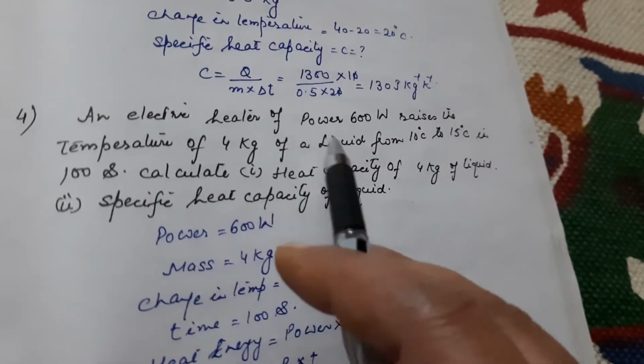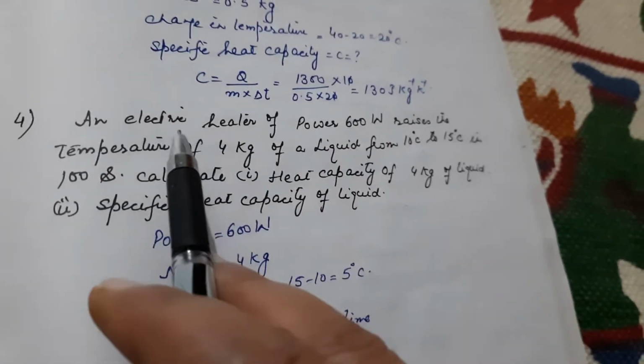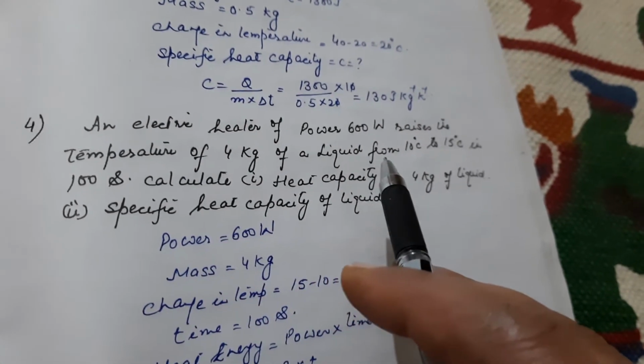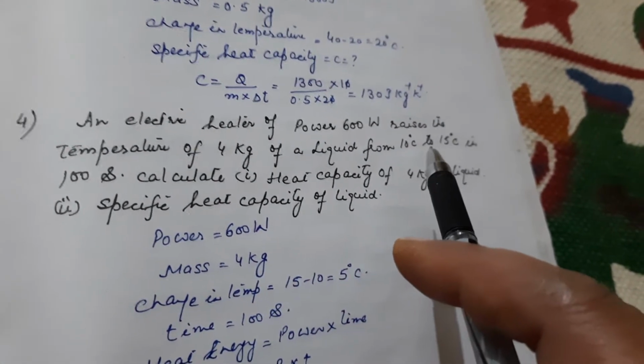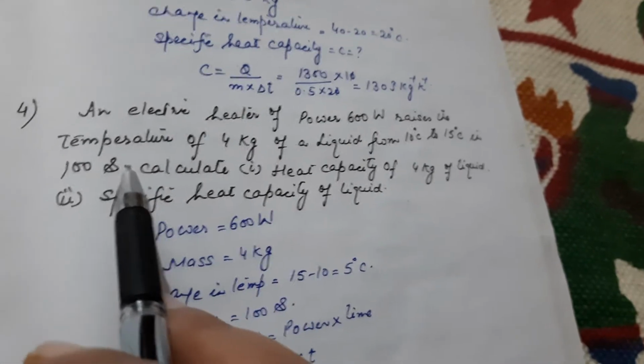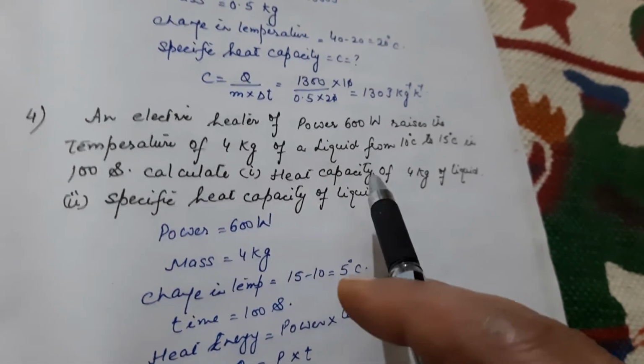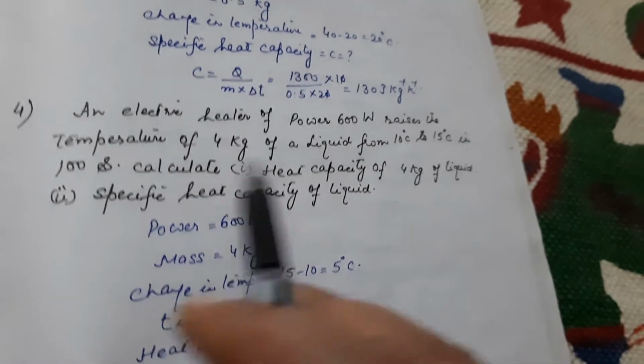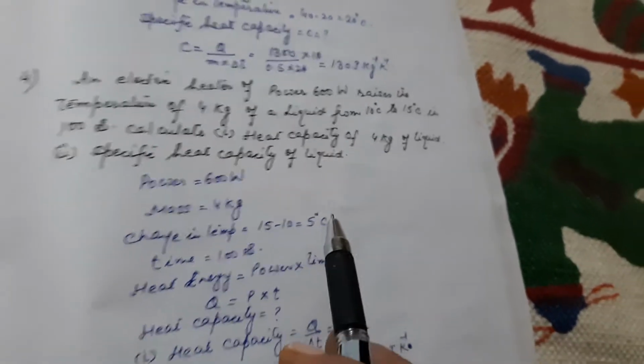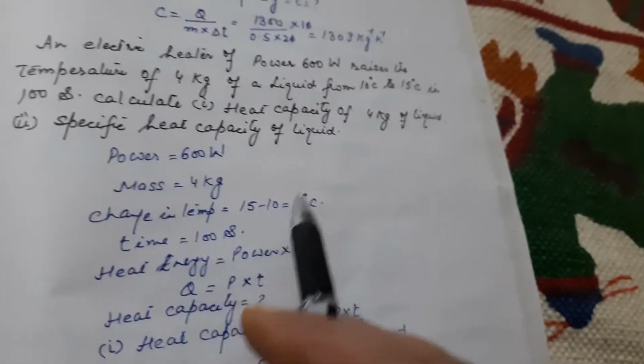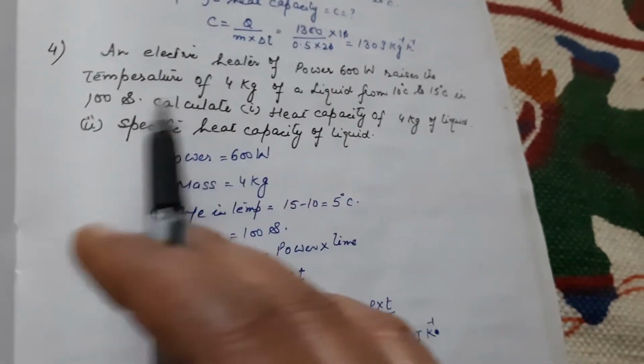Next, an electric heater of 600 watt raises the temperature of 4 kg of a liquid from 10 degrees Celsius to 15 degrees Celsius in 100 seconds. Calculate the heat capacity of the 4 kg of liquid, and second, the specific heat capacity of the liquid. This is another form of the numericals. Here power as well as time is given.